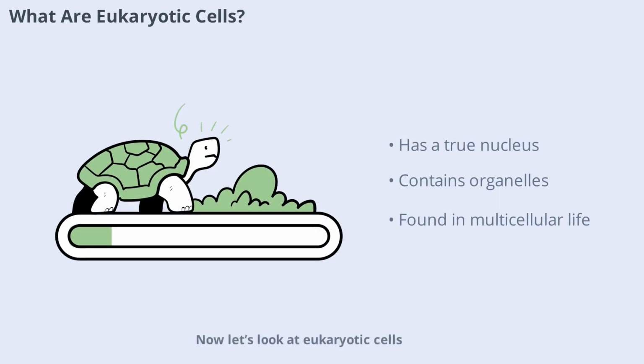Now let's look at eukaryotic cells. These cells are more complex and are found in plants, animals, fungi, and protists. Unlike prokaryotes, eukaryotic cells have a true nucleus that houses their genetic material. They also contain various membrane-bound organelles such as mitochondria and the endoplasmic reticulum, each with specialized functions. This compartmentalization allows eukaryotic cells to carry out more advanced and efficient processes, supporting the development of multicellular organisms.